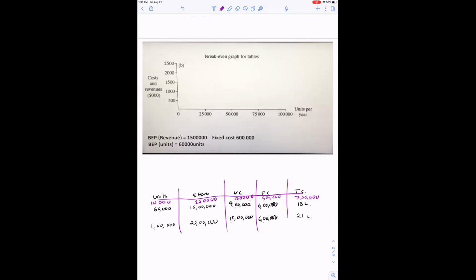Okay. This is sales revenue. This is variable cost. This is fixed cost. And this is the total cost. Always give your break-even chart a proper heading. Okay, so break-even graph for tables. Just try and plot it.